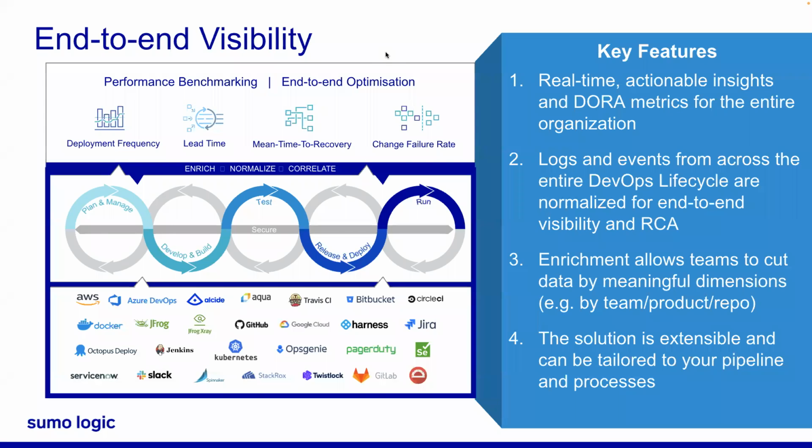Because we have the full set of data, the logs and events from across the entire DevOps lifecycle, and we're normalizing these to a specific extensible schema, we're providing end-to-end visibility and a really powerful tool for root cause analysis. Enrichment of the data allows teams to slice the data by meaningful dimensions. You might have a DORA metric that rolls up for your whole organization, but you can also narrow that down to a particular team, business unit, service or function.